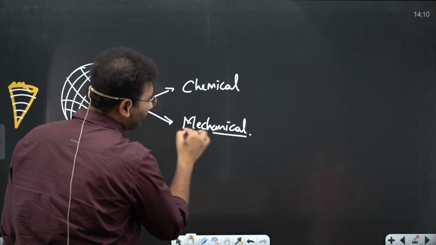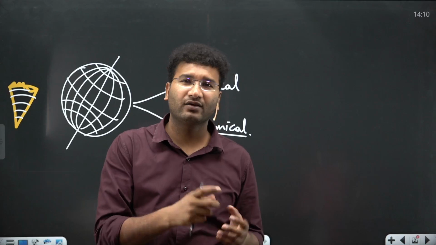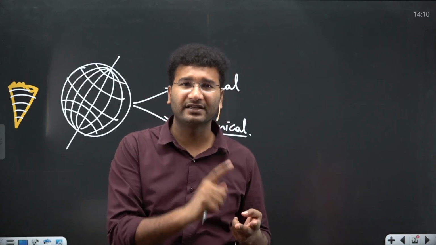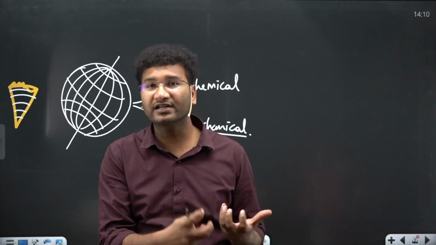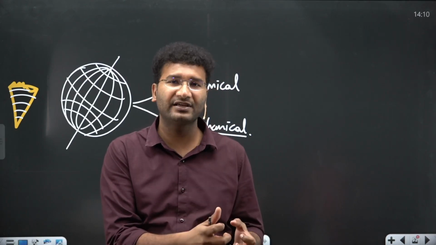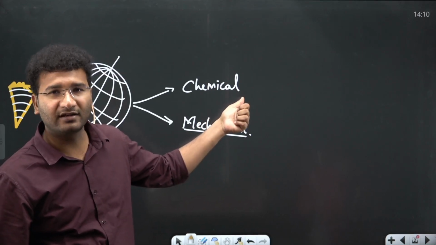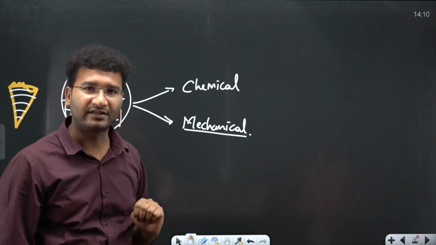Now chemical composition means at what layer, at what depth, what kind of material is present. Is it lithium? Is it nickel, ferrous, aluminium, silica? What kind of material? On that material basis, I have divided the earth into chemical differentiation, I divided the earth on a chemical basis.